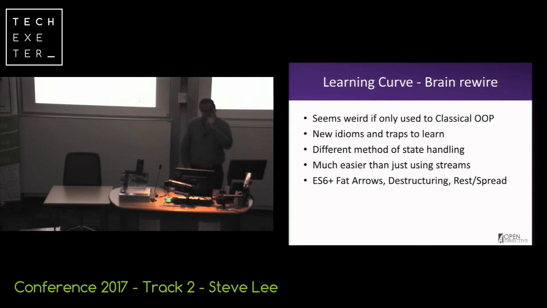So let's just finish off. Having shown you all that, and it's very easy when I tell you this, and obviously I've shown you the simple stuff, not all the tricks and traps that there are. There is a learning curve to this, and you sometimes feel like you need a brain rewiring because it is a very different way of thinking. You're not saying do this and how you do it. You're just saying here's these events coming in through. So you can see it's really weird if you're only used to classical OOP style.